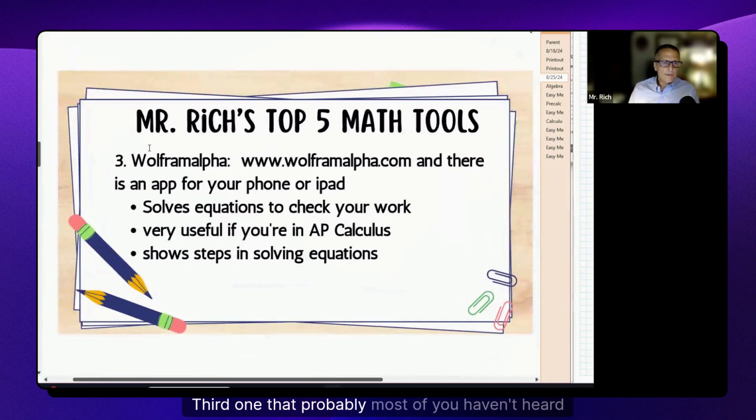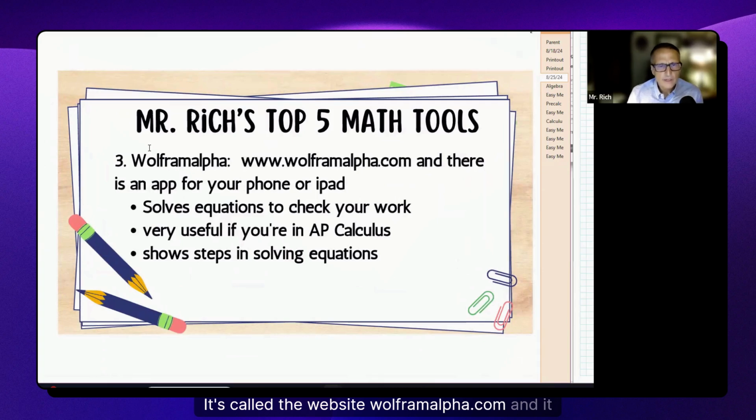Third one that probably most of you haven't heard of, it's called the website wolframalpha.com. And it also has an associated app that you can load onto your devices, whether it be the Google Play Store or the Apple.